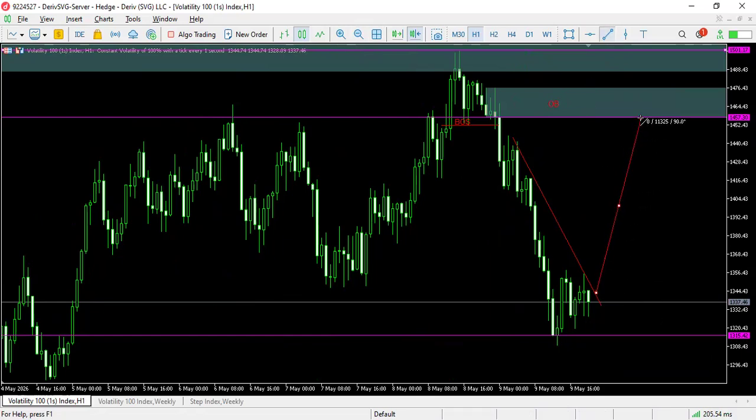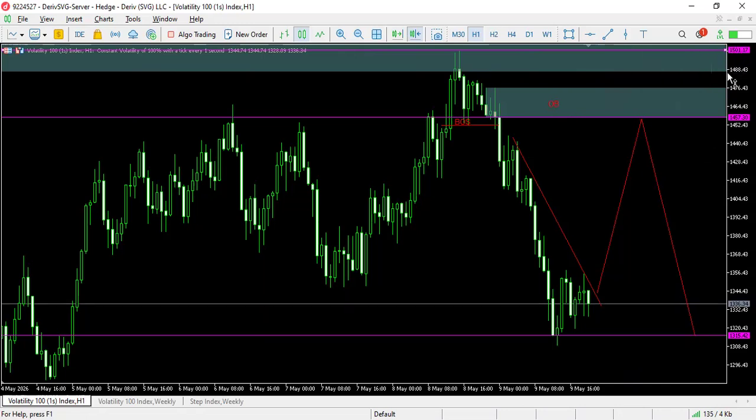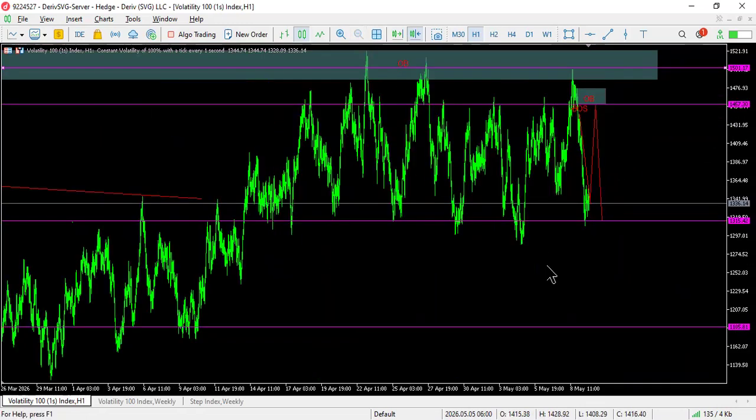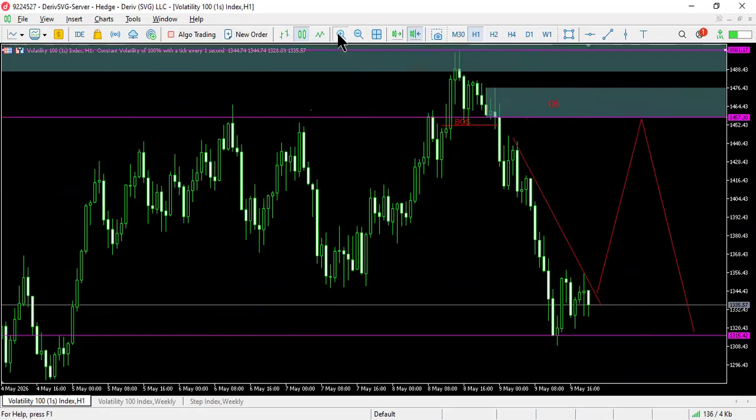sell limit on volatility 101S with your entry price at 1457.30, and then your stop loss at 1501.17, and then your first take profit at 1315.42, second take profit at 1185.81, and always apply proper risk management. So that's it from volatility 101S.